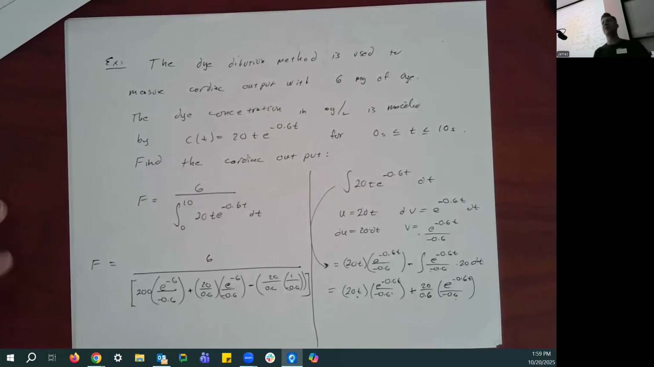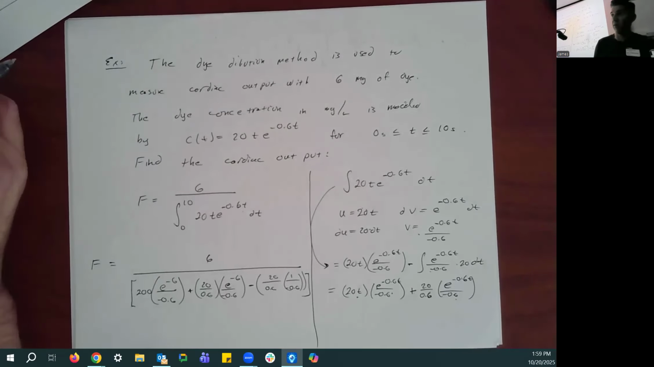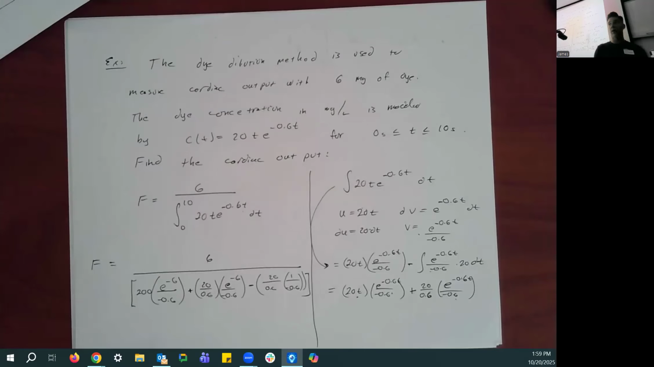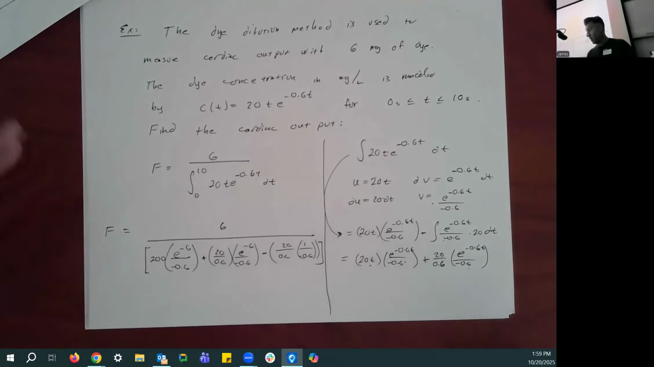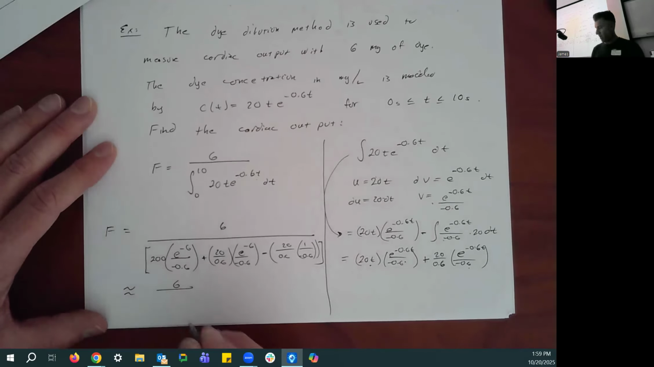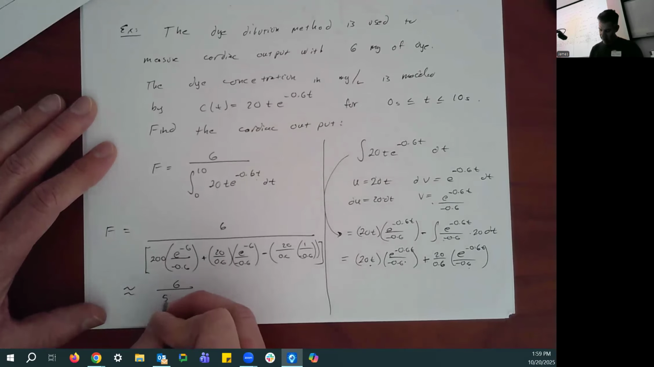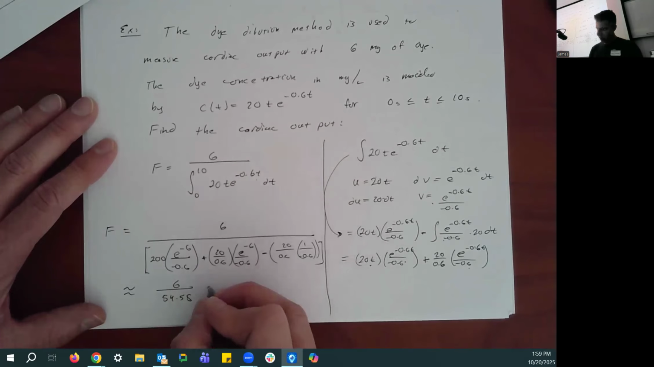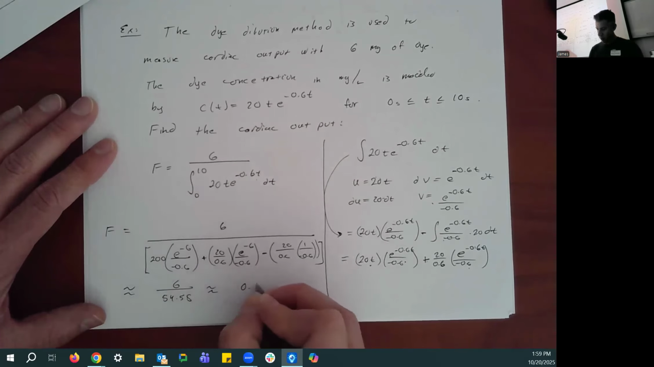Sometimes these numbers are just so unfortunate. Actually, these numbers are not that unfortunate. It's really just that the setup is what it is, and the problem can't be made much nicer. If we calculate this, we get approximately 6 divided by 54.58. That's what this bottom part's about equal to. And that's going to be approximately 0.11.